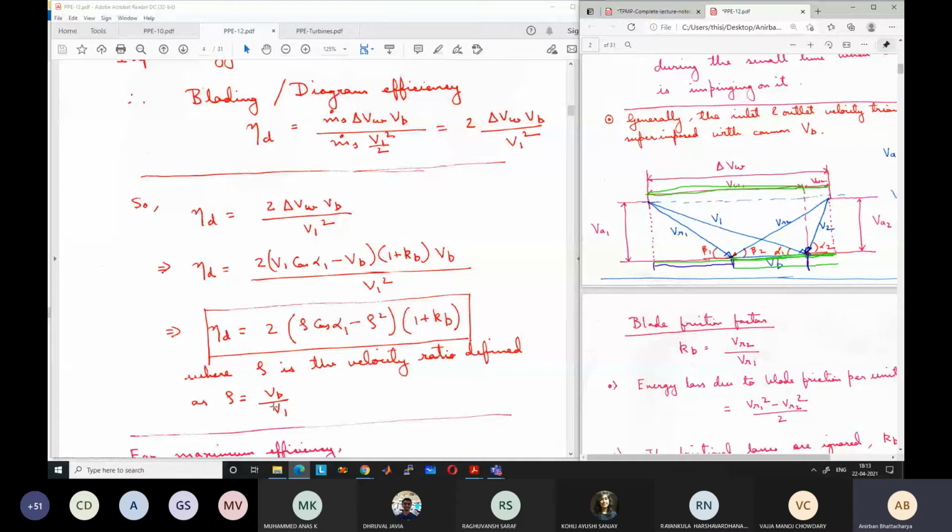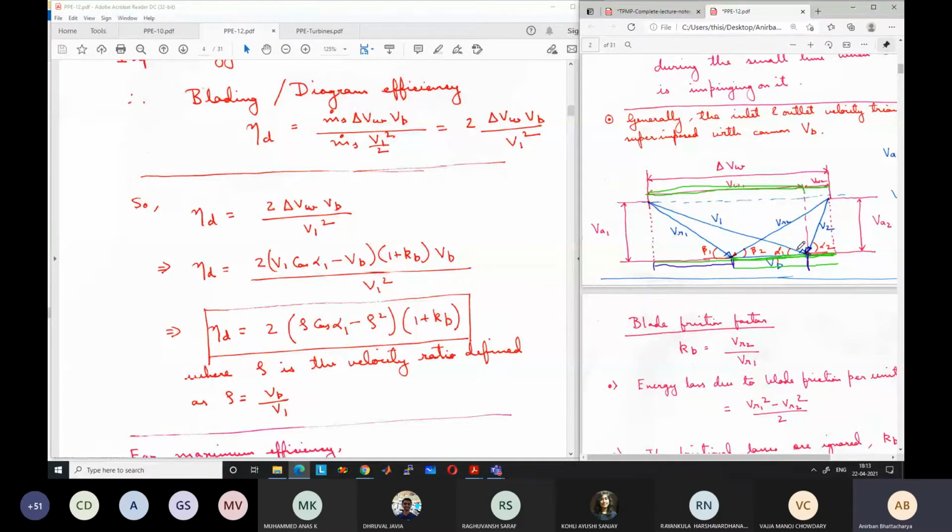This ratio, VB is much smaller than V1, as you can see from this diagram. V1 is much larger than VB. So this ratio VB by V1 is known as the velocity ratio rho. So we can write this eta d as 2 delta VW.